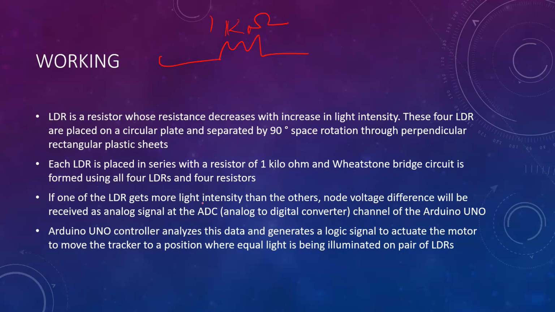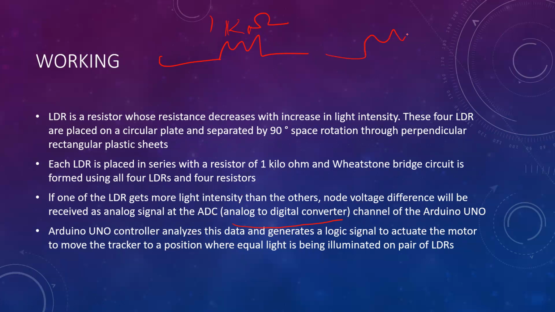If one of the LDRs gets more light intensity than the others, a node voltage difference will be received as an analog signal, and the analog-to-digital converter channel of the Arduino Uno analyzes the data and generates a logic signal to actuate the motor to track the position where equal light is illuminating the pair of LDRs.